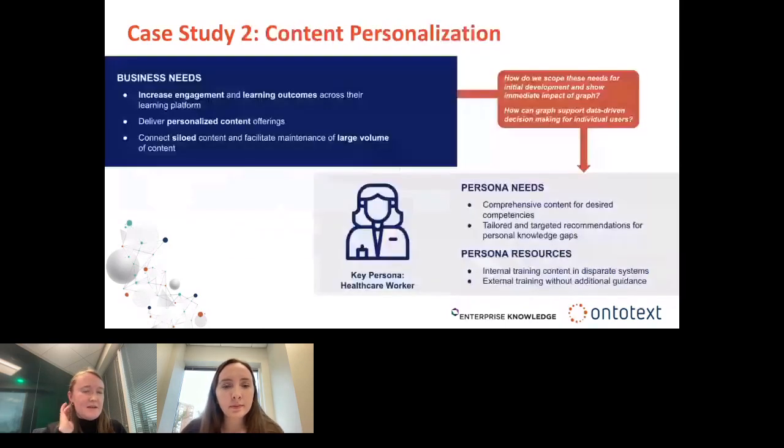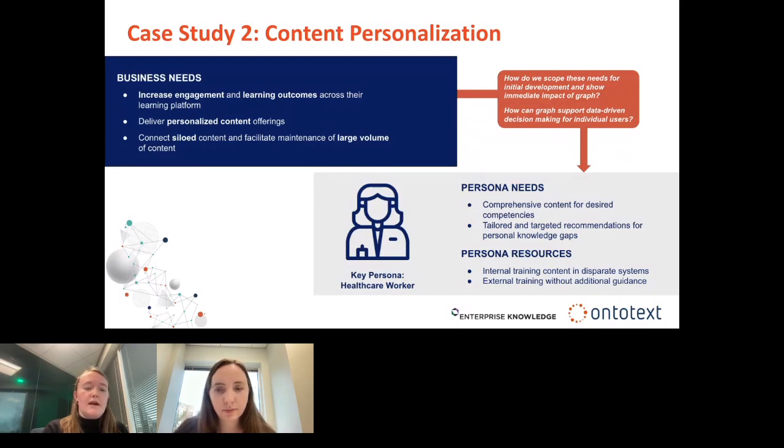So the second case study that we want to go into depth on is a project that we did with a healthcare workforce provider. So this is an organization who provided trainings and content for medical professionals, so nurses, doctors, et cetera, to allow them to not only build up and upskill in training, but also make sure that they're meeting the competency needs and requirements to meet compliance regulations in that space.